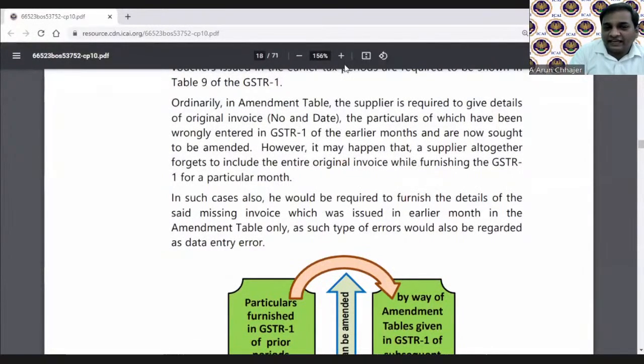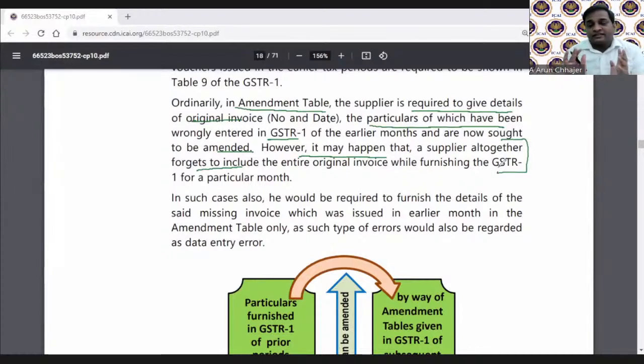Ordinarily, in the amendment table, the supplier is required to give the details of the original invoice number and the date, the particulars of which have been wrongly entered and are now sought to be amended. However, it may happen that a supplier altogether forgot to include the invoice. Now, this is important. Suppose there is a transaction of December 2021 that I have not entered in the GSTR1. Is it possible to amend it? The answer is no. It is not possible to amend because you have not entered it. So you can enter it newly in the respective table as it is originally entered. In such a case, he would be required to furnish the details of the said missing invoice which was issued in the earlier month.